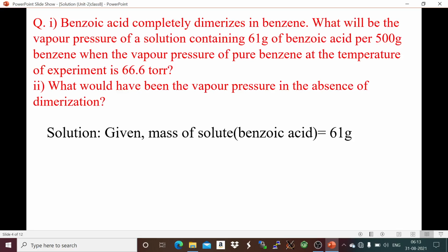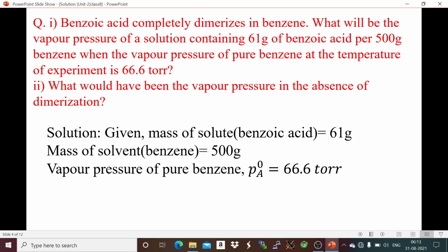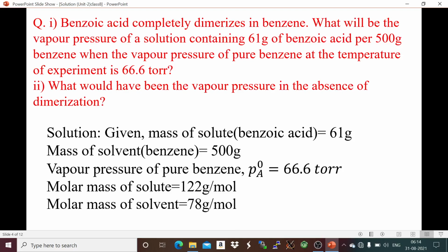So given is mass of solute, it is 61, mass of benzene solvent 500 gram, it is given. Vapor pressure of pure benzene PA0, it is 66.6 torr. So we have to find out the vapor pressure of the solution P. Again we know molar mass of the solute, that is benzoic acid, we can calculate it out. It is 122 gram per mole. Molar mass of the solvent, that is benzene, it is 78 gram per mole.